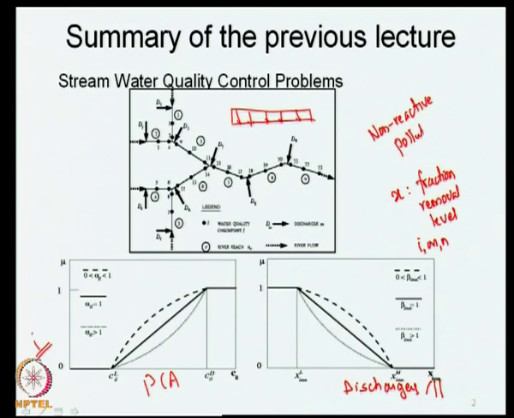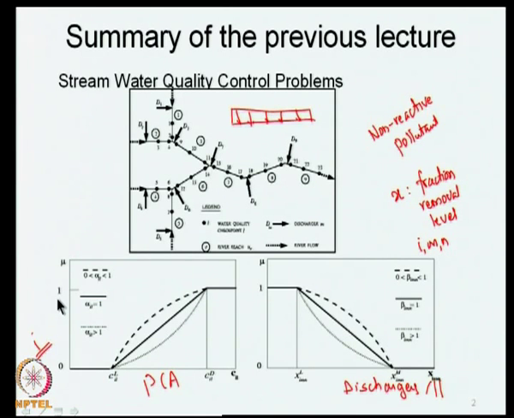Which means the effect of these different pollutants at a particular point location for the water quality indicator I are additive. The effects are all additive. So, they do not react with each other. Now, in this broad framework of the problem, then what are we looking at?